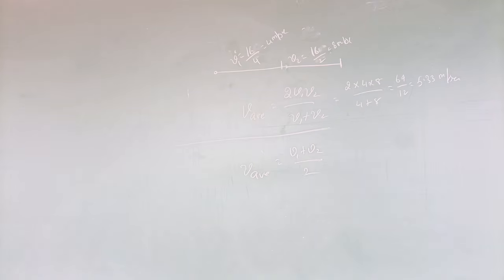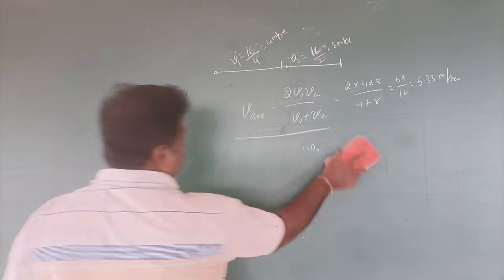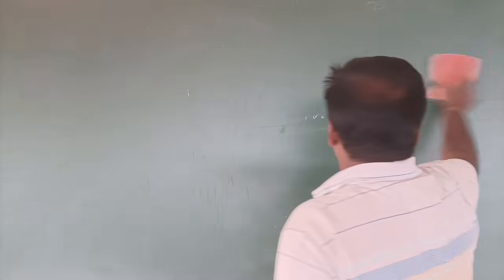Next problem is very easy. A car traveling at a constant speed of 50 km per hour, in 2 hours will travel a distance of. He is asking you to calculate distance. Distance is equal to velocity into time. I mean 50 km per hour into 2 hours. You will get 100 as an answer.